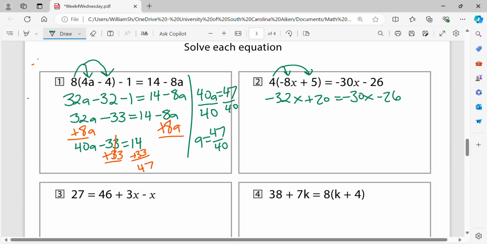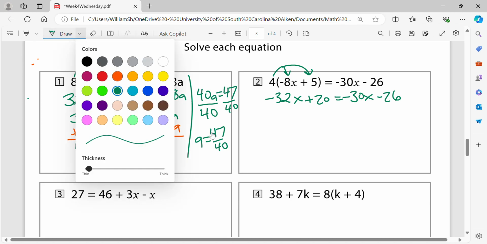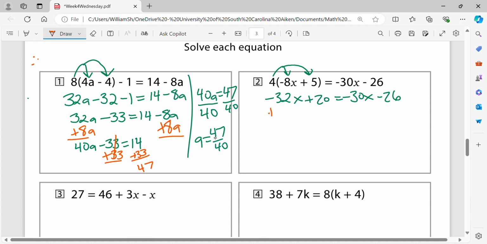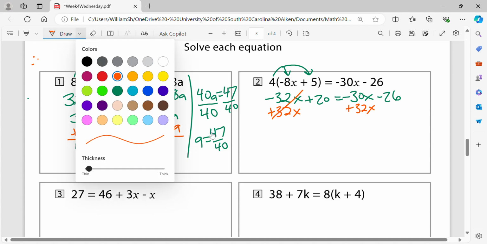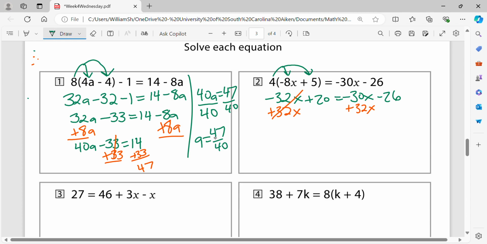Now, I'm sticking with the same rules. I'm moving my smaller variable. My smaller variable is technically the negative 32x. That's our smaller one there. It's a more negative number, so I'm moving it. So I'm going to add 32x to the other side. That's going to cause this to cancel. And then I'm going to have 20 equals 2x minus 26.